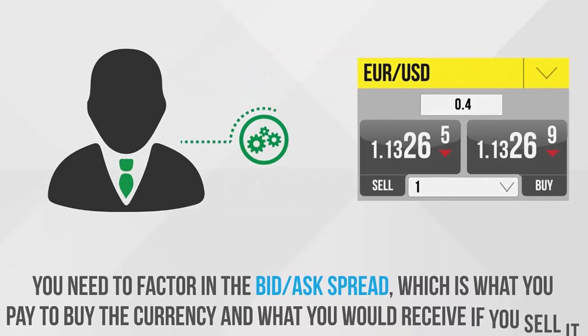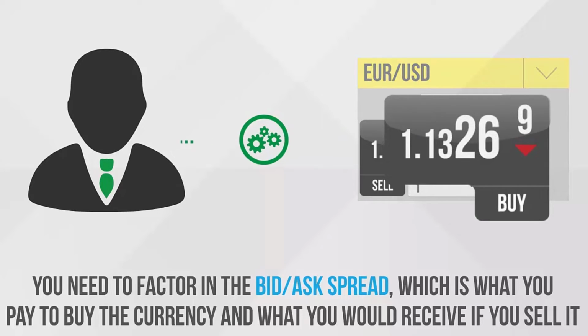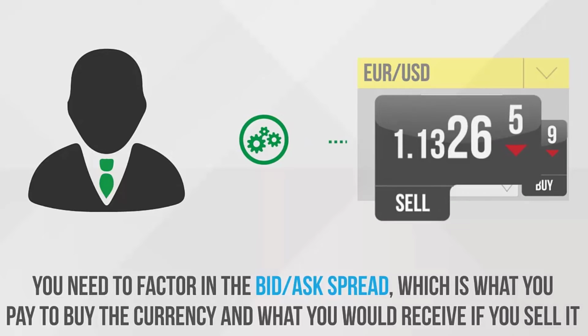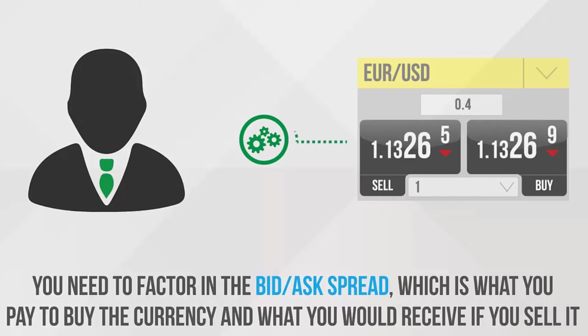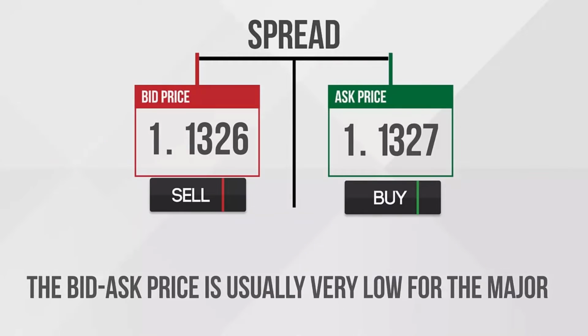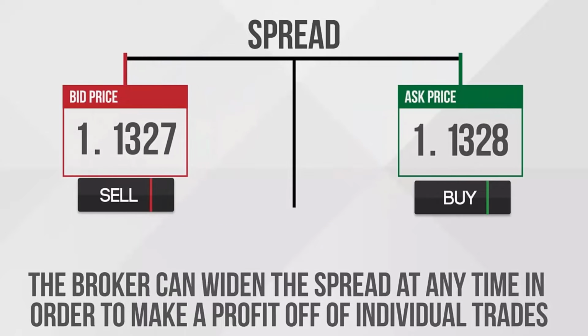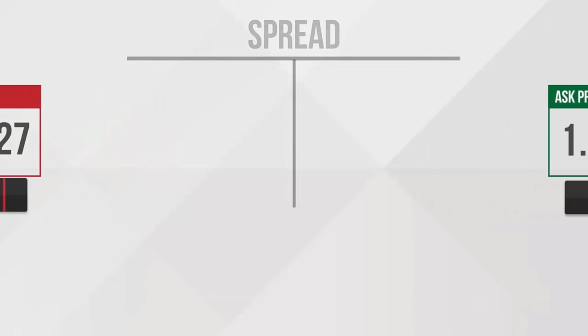You have to factor in the bid-ask spread, which is what you have to pay to buy the currency and what you would receive if you sell it. The bid-ask price is usually very low for the major currency pairs, but it's important to note that the broker can widen the spread at any time in order to make a profit off individual trades.